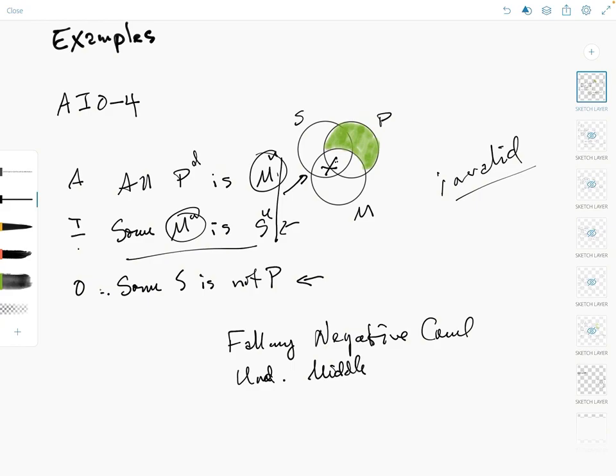What about illicit process? The conclusion is an O, so we have an undistributed subject and distributed predicate. This is potentially a problem, except that in this A, the major term is in the subject position, which is distributed, so it checks out, not a problem. So we've identified two different fallacies that explain why the argument is invalid: the fallacy of negative conclusion and also the fallacy of the undistributed middle.